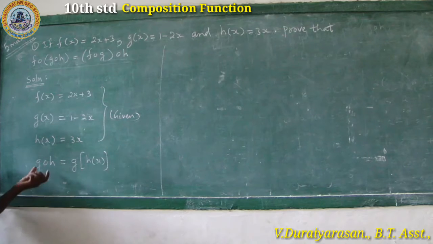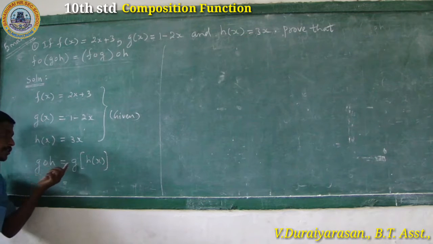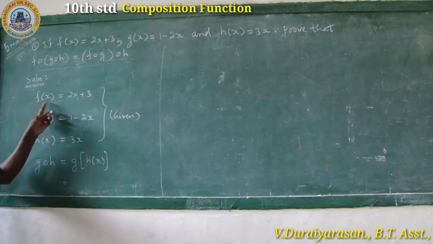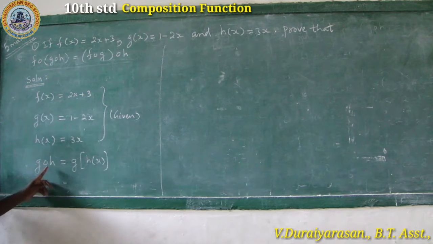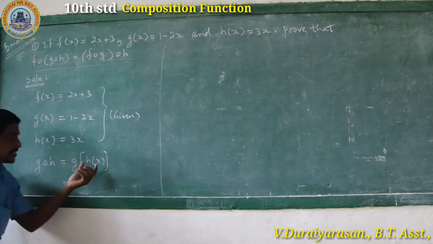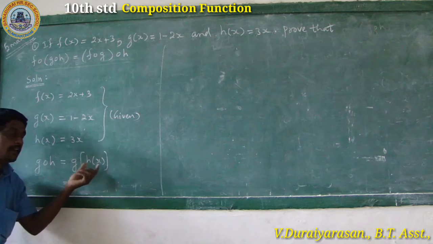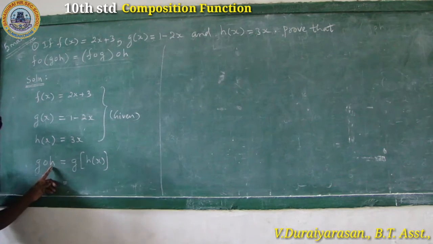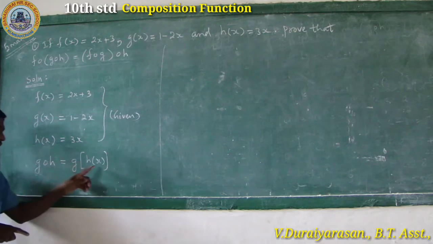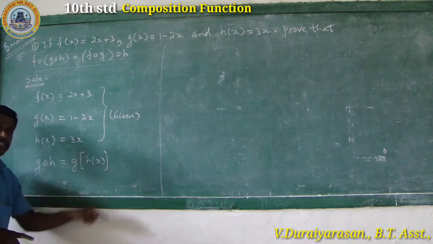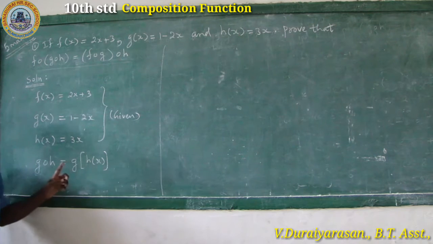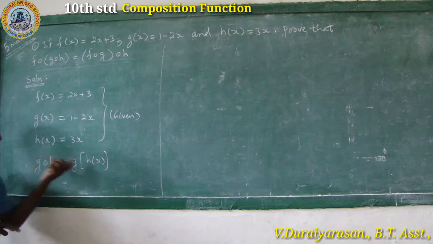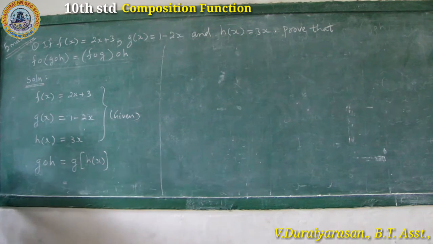What is the another form of g composite h? It is equal to g of h of x. x means a function with respect to x. So the other form of h is h of x, the same value, but here only a function h. A function with respect to x is called h of x. So the composition function g composite h is also written as g of h of x.